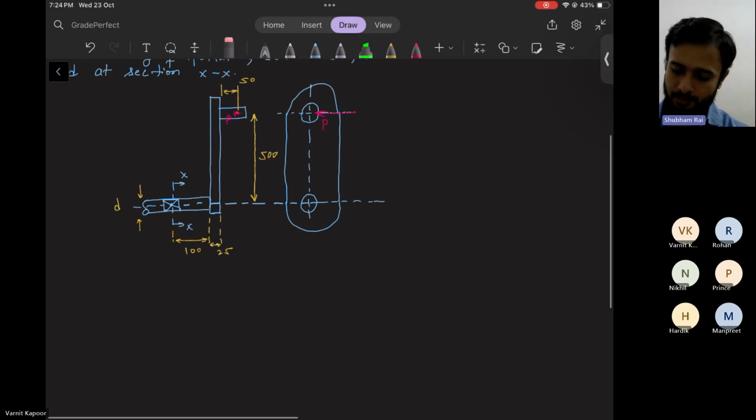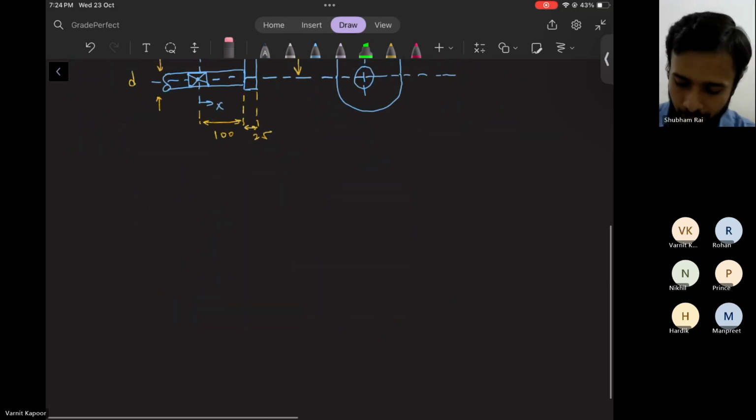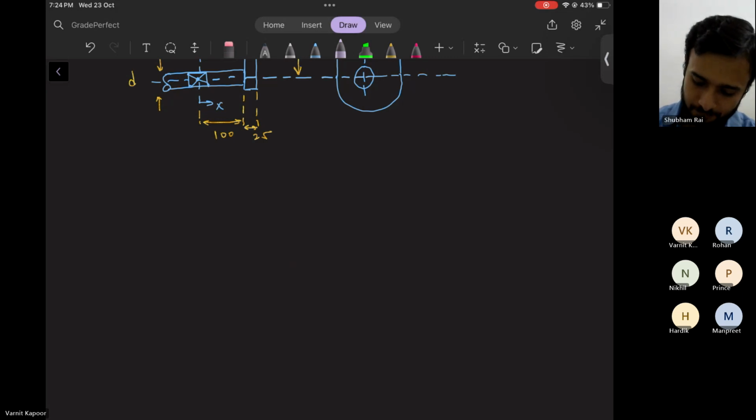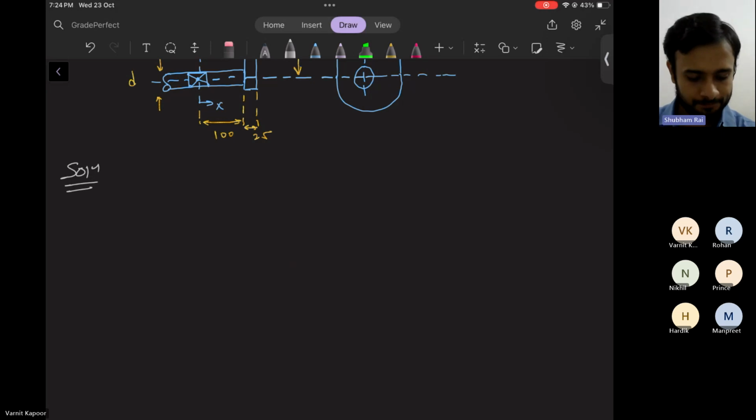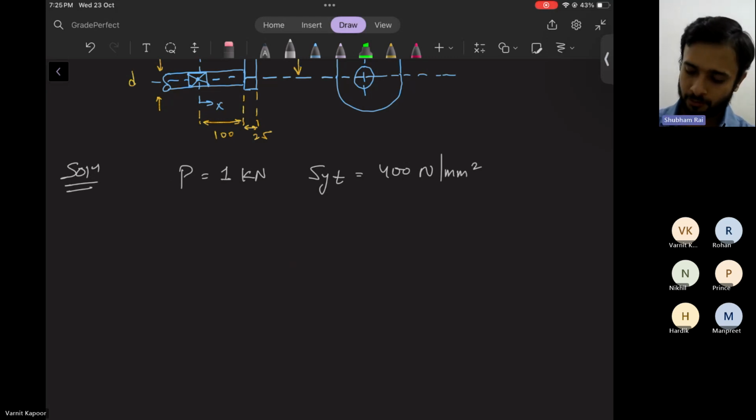Okay, so let me just solve this one. So this is the solution. The force given to you is 1 kilonewton, right? And the yield strength that is given to you was 400 MPa, so that is 400 Newton per mm square. And the factor of safety given to you was 2.